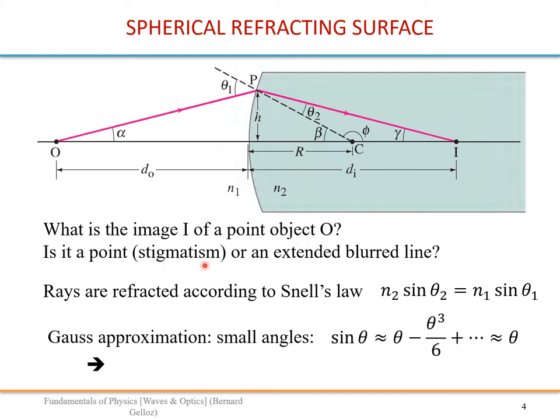So we will get astigmatism, we will check that later, if we use the Gauss approximation, that is, small angles. Here you see that we will need to use Snell's law at this interface, given by this. And if we use the Gauss approximation, so small angles, we can approximate the sine: sine theta can be approximated to theta. We neglect higher orders, so we replace sine theta by theta. Therefore, our Snell's law will just be n2 theta 2 equal n1 theta 1.